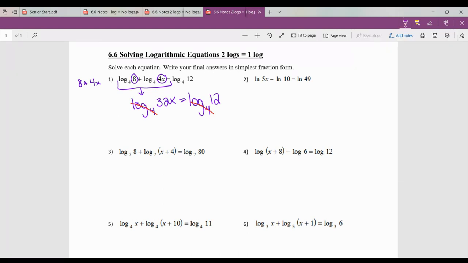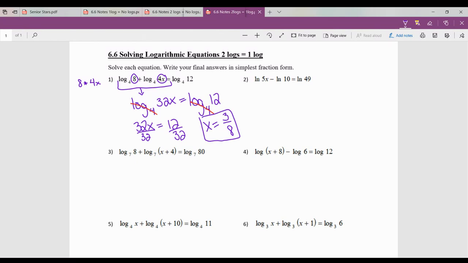And now we're going to solve 32x equals 12. We're going to divide both sides by 32. X is going to equal, and we want to put it in simplest fraction form. So divide top by 4 is 3. Divide bottom by 4 is 8. X equals 3 over 8. Okay?